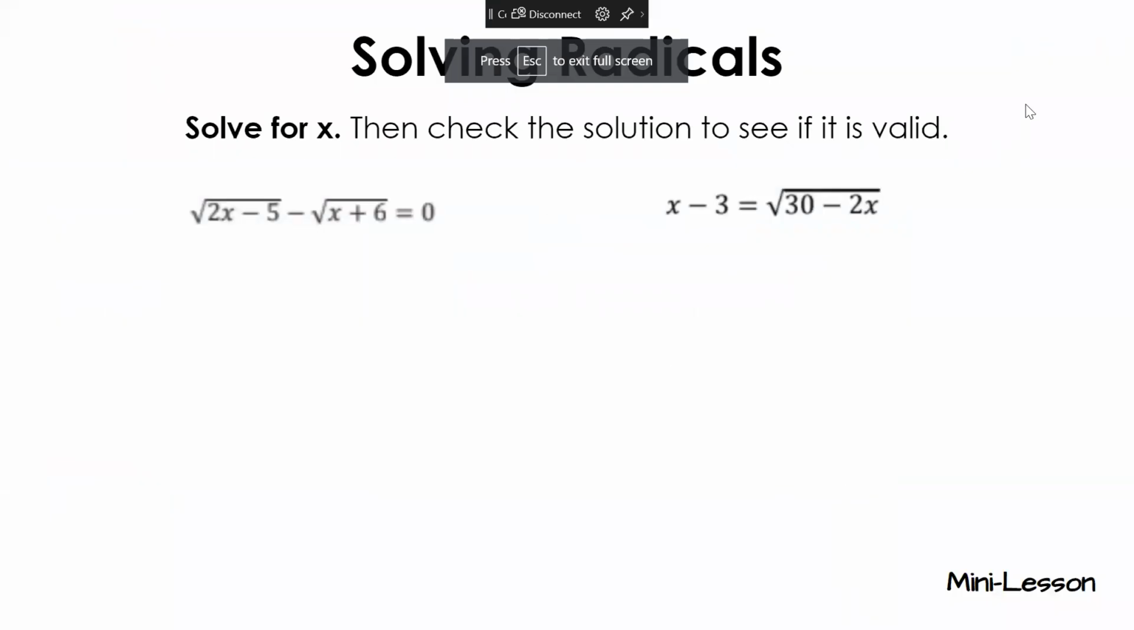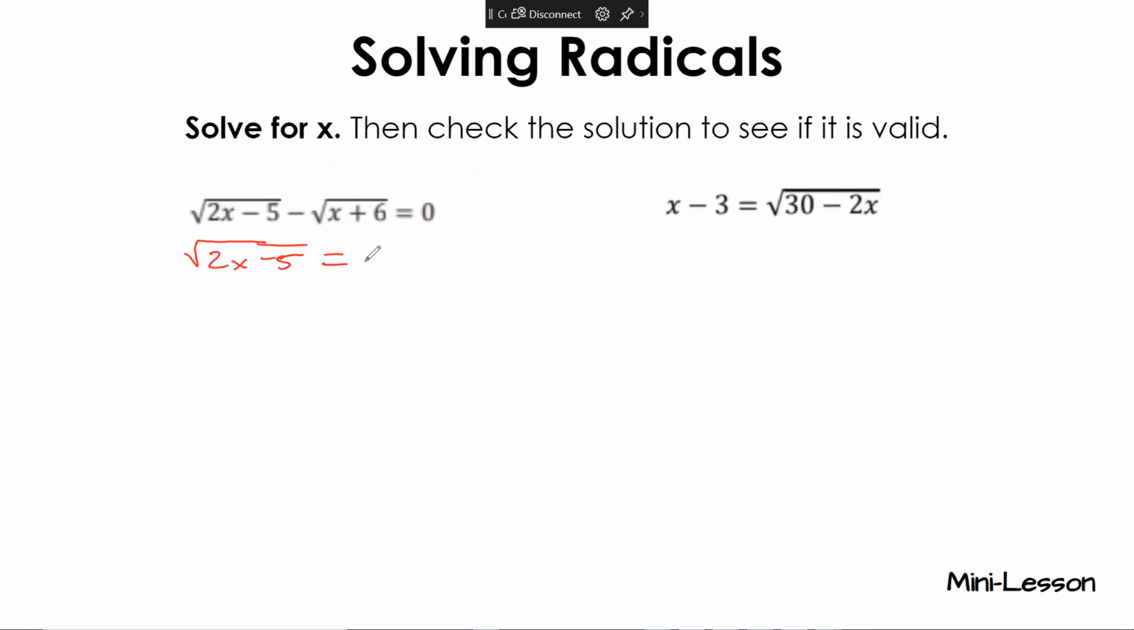Okay, so on this one, we need to get the radicals isolated. Okay, now they're both on the same side. We're gonna move this guy to the other side by adding him over there. That's gonna give me 2x minus 5 equals the square root of x plus 6. Now that we have radicals on both sides, we can square.